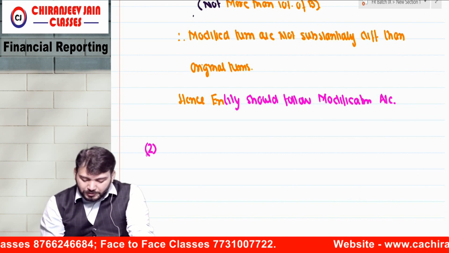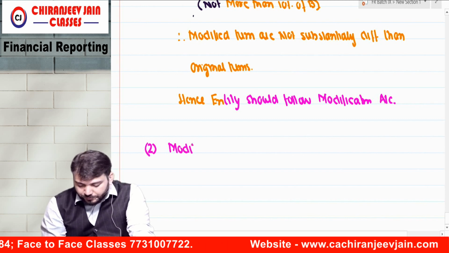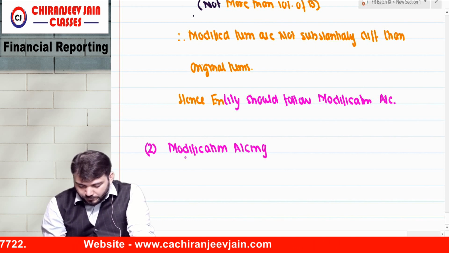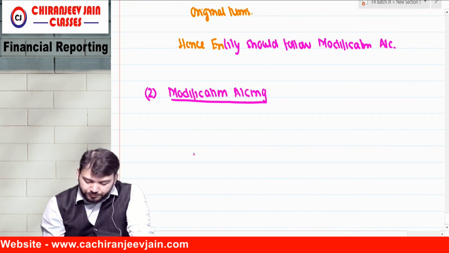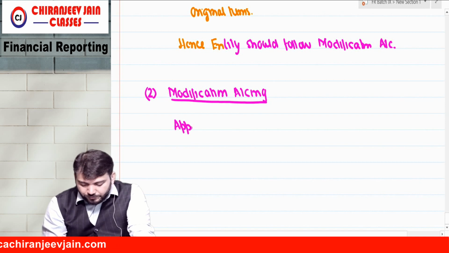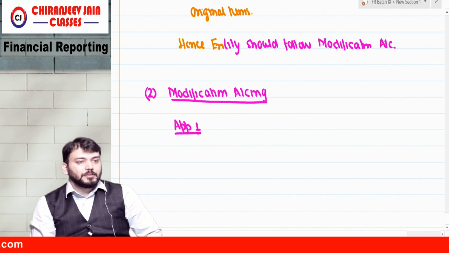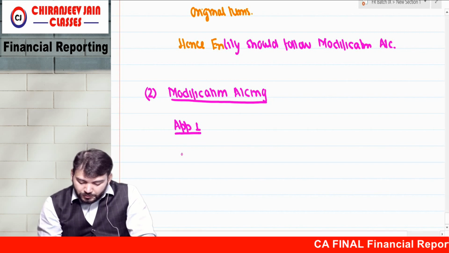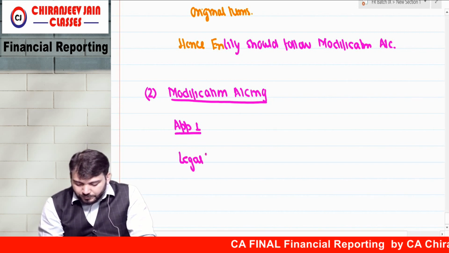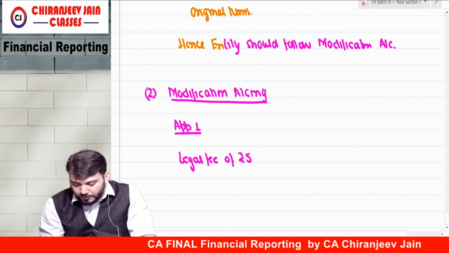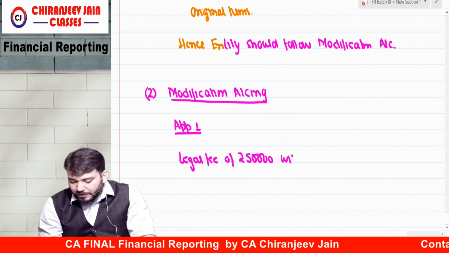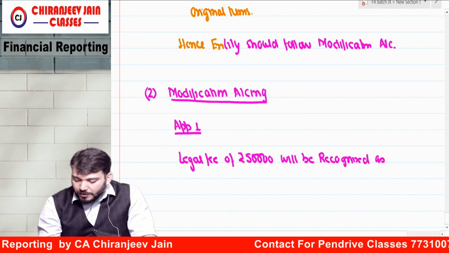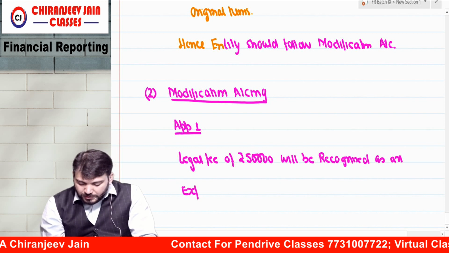Now we'll follow modification accounting. Correct? So we are following approach 1. There are two approaches. We are following approach 1. So how much legal fee of rupees 50,000 will be recognized as an expense in PL?